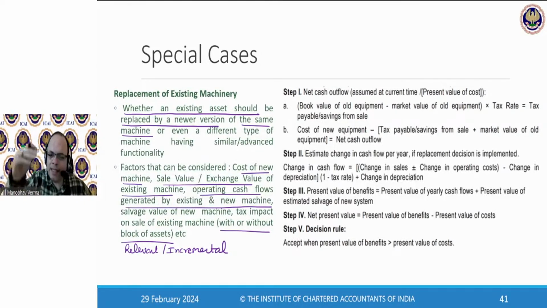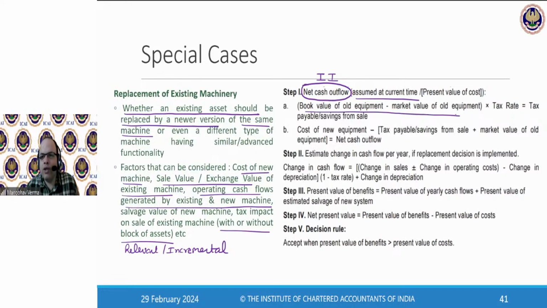So there are a few steps, and these are suggested steps, guys. You can apply these steps with flexibility as you are comfortable, as you are understanding the concept. So we may want to consider what my net cash out is, step one, in consideration with the initial investment, right? Assume that at today's value, the book value of the old equipment minus the market value of the old equipment, into the tax rate, would be the tax payable or savings, depending on, so the first point is the tax on gain or loss. If it's a loss, it could be a tax saving. If it's a gain, it would be a tax payable. And then, of course, there is the cost of new equipment.